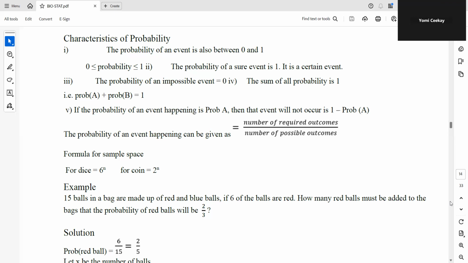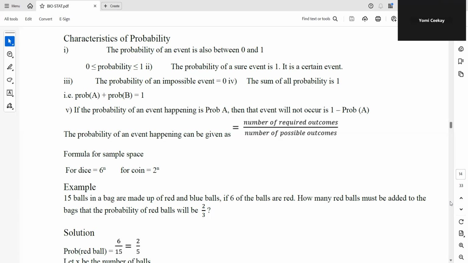And also, generally, the probability of an event happening is given as the number of required outcomes over the number of possible outcomes, which is equal to N(E) over N(S). That is, event over sample space.